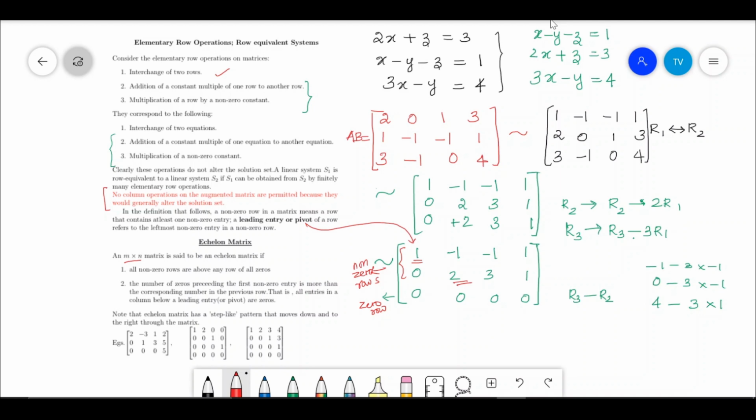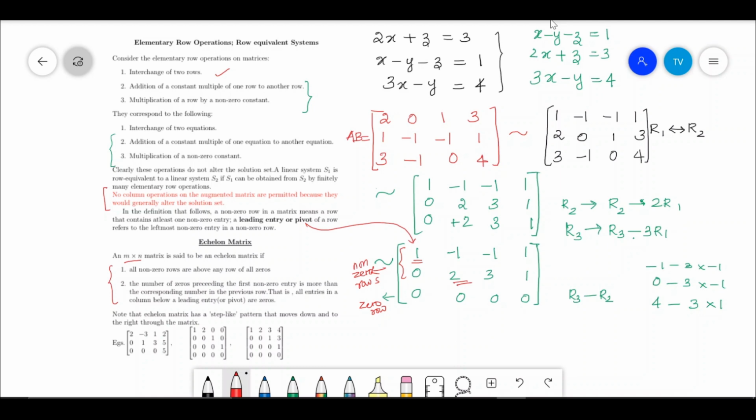Echelon matrix is a particular way of writing the matrix. And we can call a particular matrix an echelon matrix only if it satisfies these two properties. The first property is that all non-zero rows are above any row of all zeros. So the first two are non-zero rows, and they are above a row of zeros. The second condition: the number of zeros preceding the first non-zero entry is more than the corresponding number in the previous row.